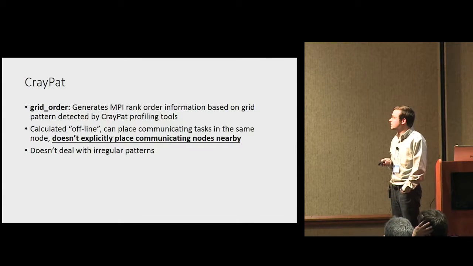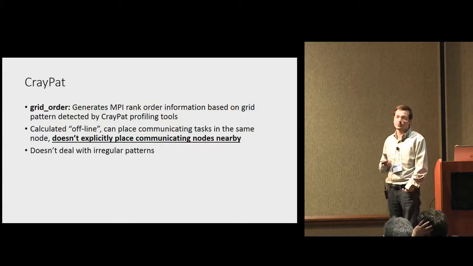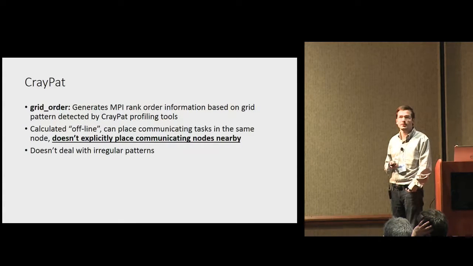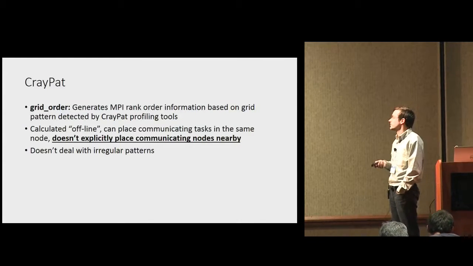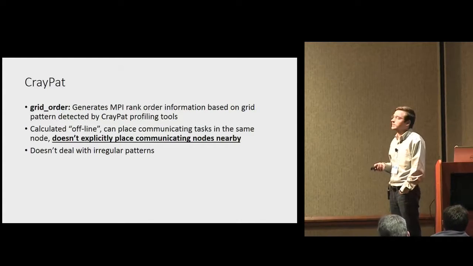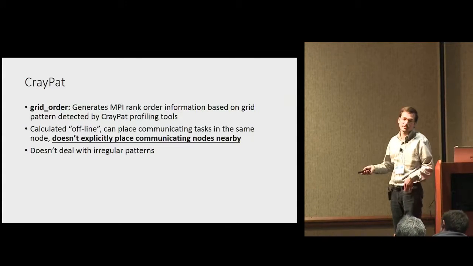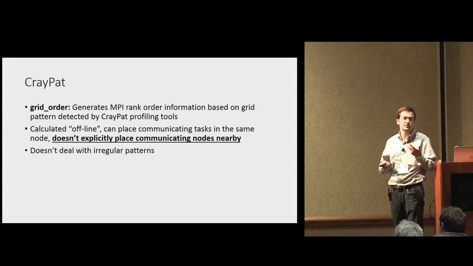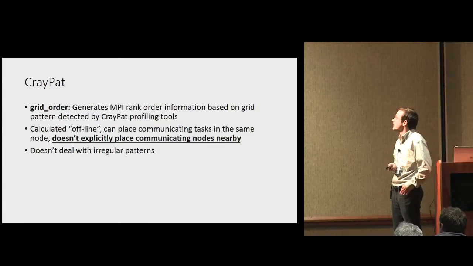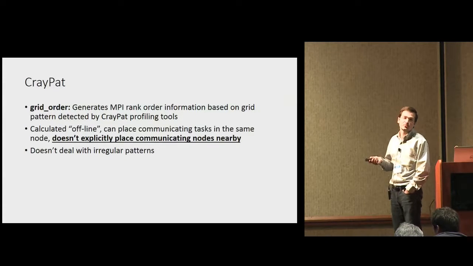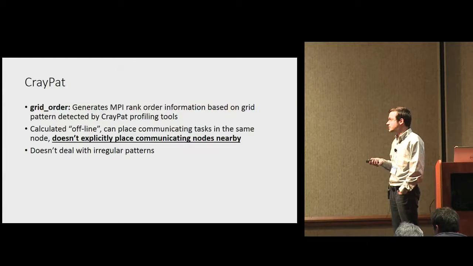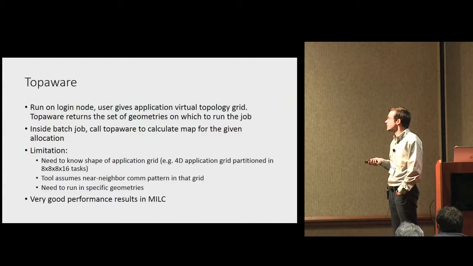So CrayPat has grid order. When you profile the application, you run it, and it tries to detect the communication pattern. If it detects a grid pattern, then it calculates a rank order. But it does this outside the job, so it really doesn't use topology information. So it doesn't have any way of explicitly placing communicating nodes nearby, and it doesn't deal with irregular patterns.